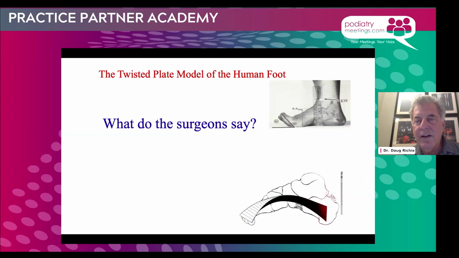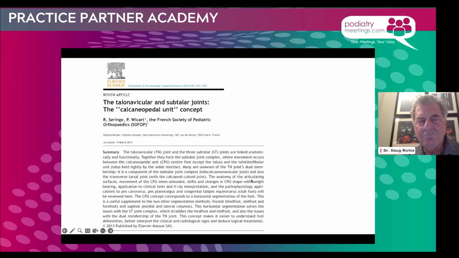So let's take this now and put it in a more usable clinical application and see how this might apply to what we do when we treat foot disorders. The twisted plate model of the human foot has actually been discussed and described by many eminent surgeons going back really to McConnell's time and up until just very recently.